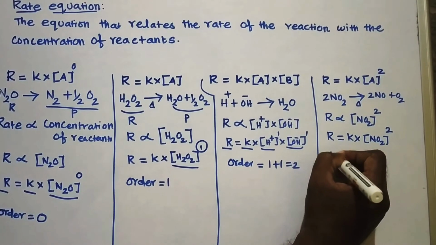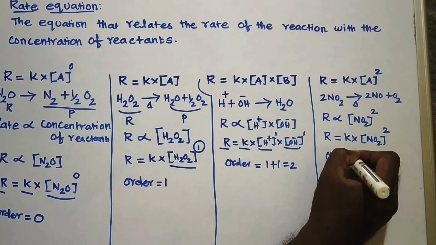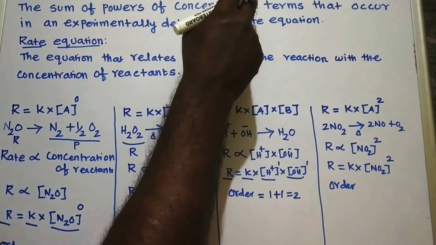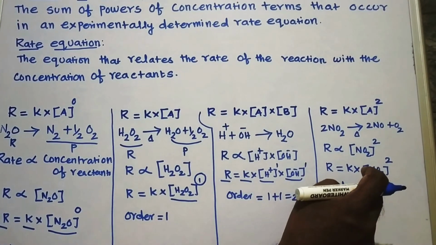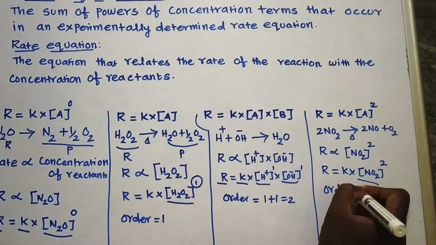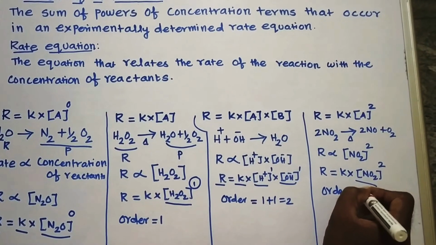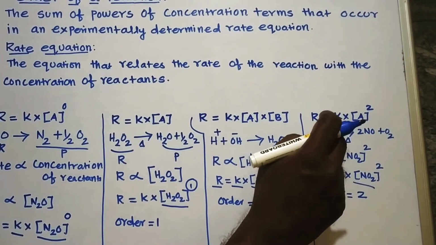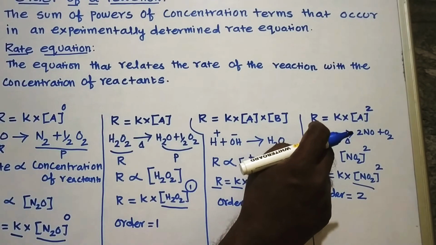Now we are going to find out the order. The same rule: the sum of powers of concentration terms. Here there is only one concentration term, the concentration of NO2, and that power is equal to 2. Therefore, for this reaction, the order of the reaction is equal to 2.